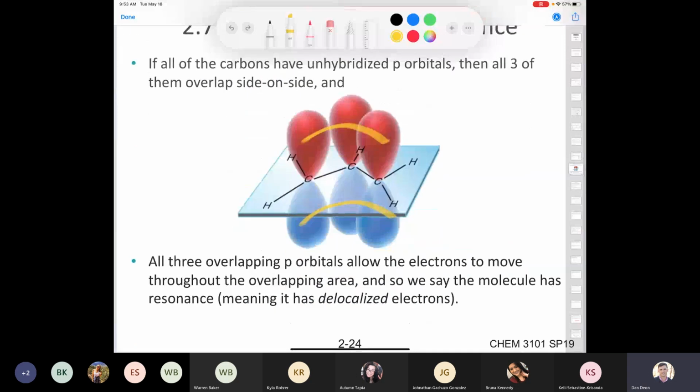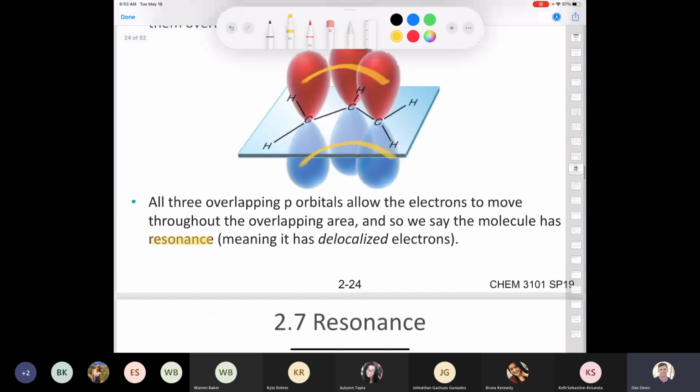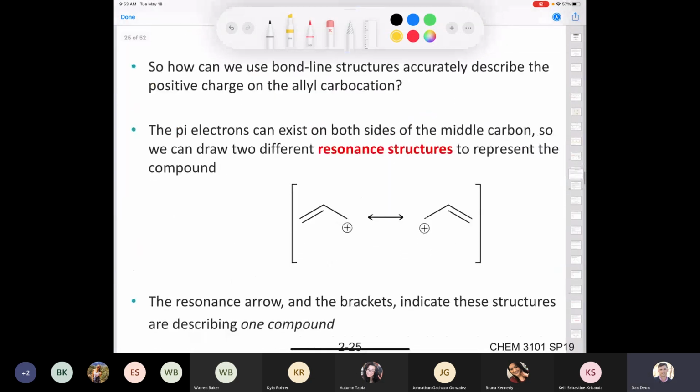So we say that this molecule has resonance, and we use the term resonance, which simply means that we have delocalized electrons. Now, how would we more adequately describe the allyl carbocation, since our first picture didn't adequately describe it? The way that we do it is we use what are called resonance structures. The pi electrons can exist on both sides of that central carbon, so we can draw two different resonance structures to represent the compound.